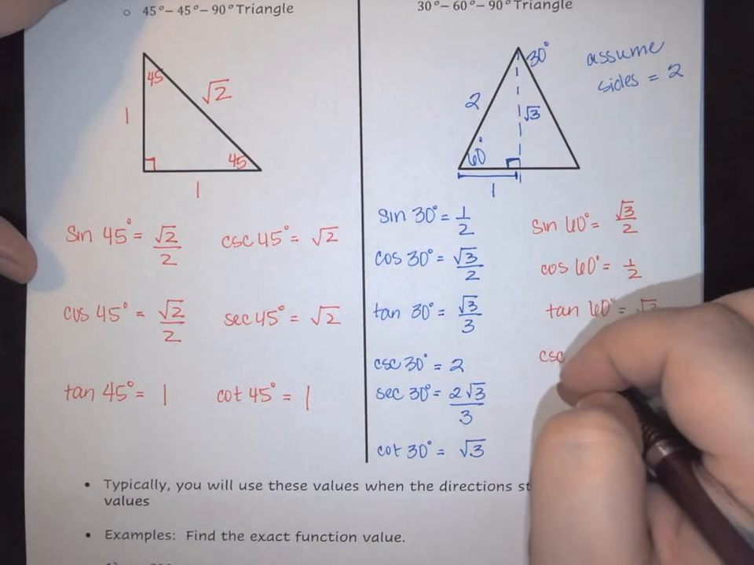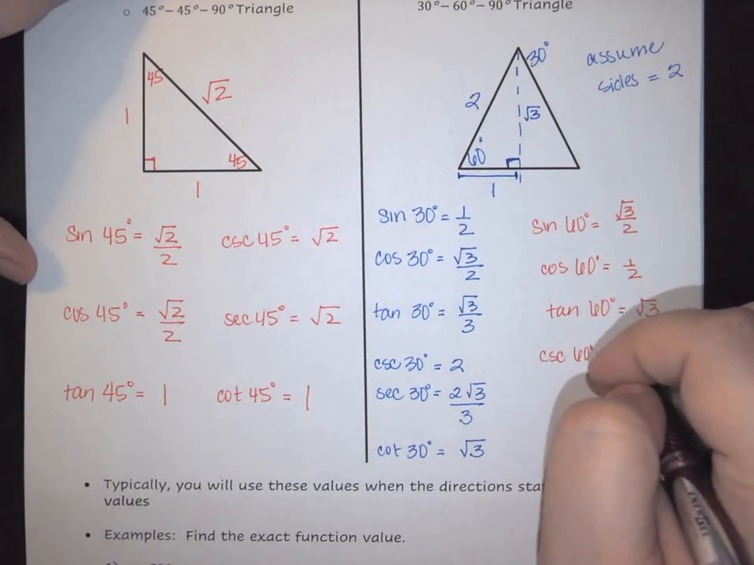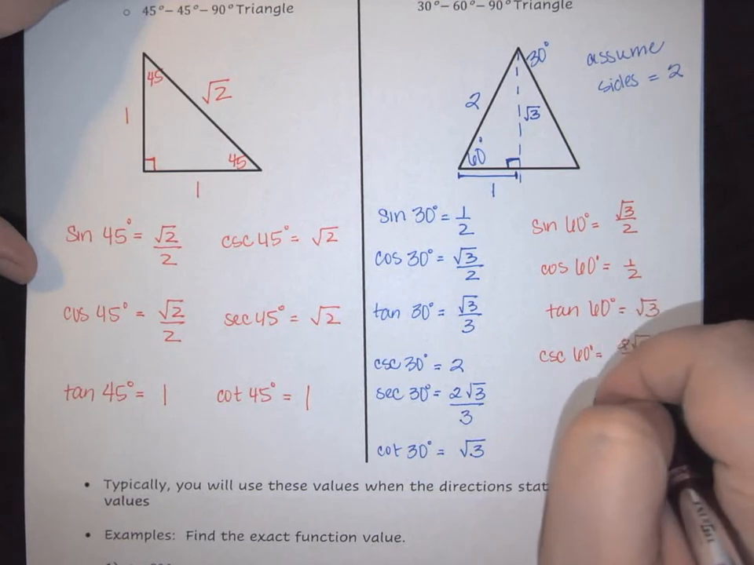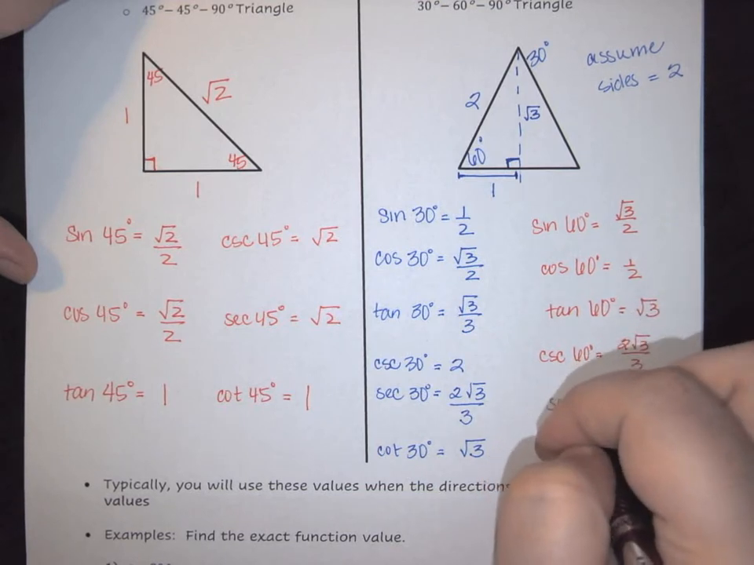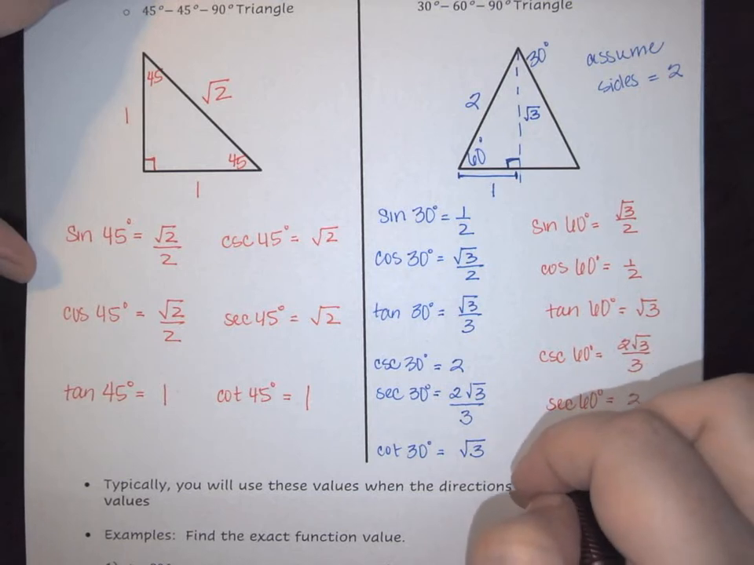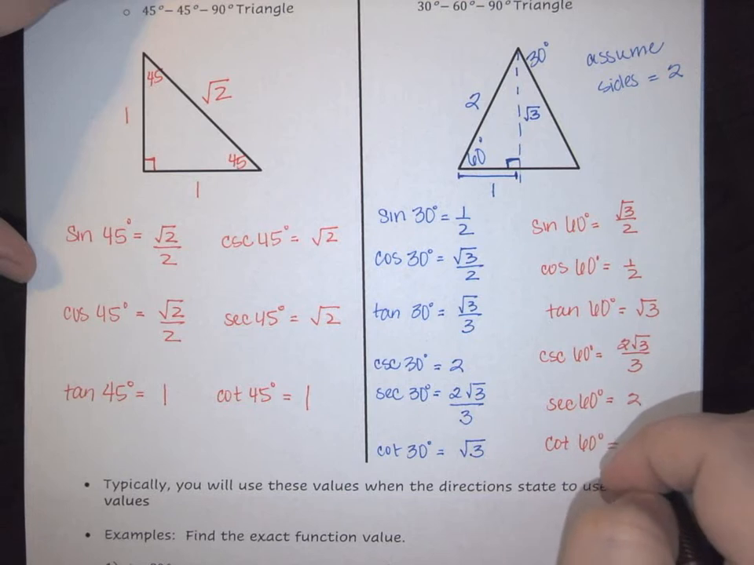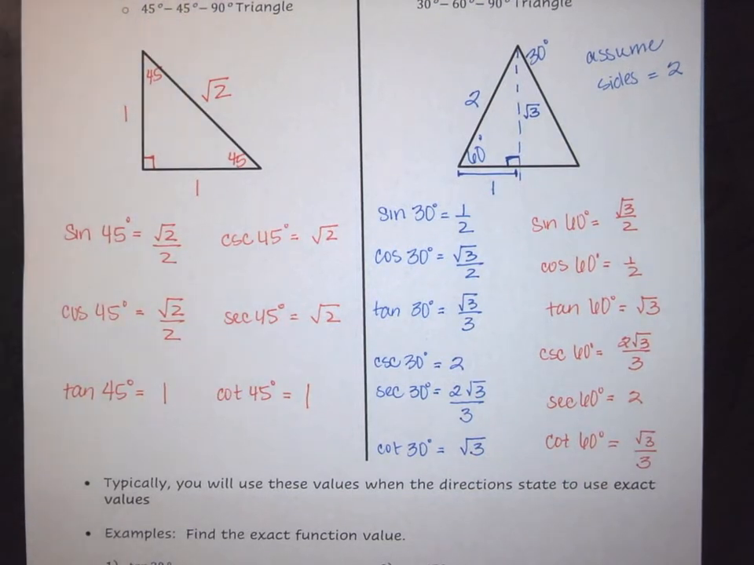My cosecant of 60 degrees is going to become 2 square roots of 3 over 3. My secant of 60 degrees becomes 2, and my cotangent of 60 degrees becomes the square root of 3 over 3. So these are kind of like your facts. You can have confidence and know that they're never going to change. They're always going to be the same.